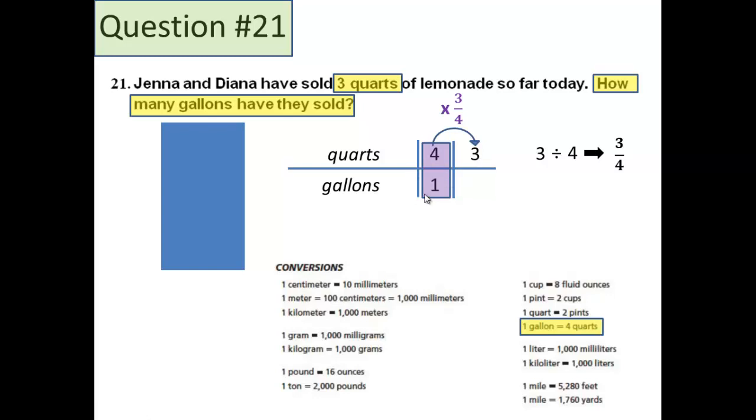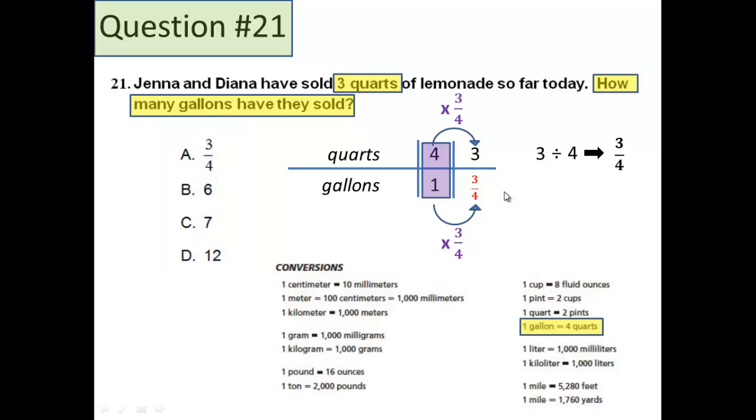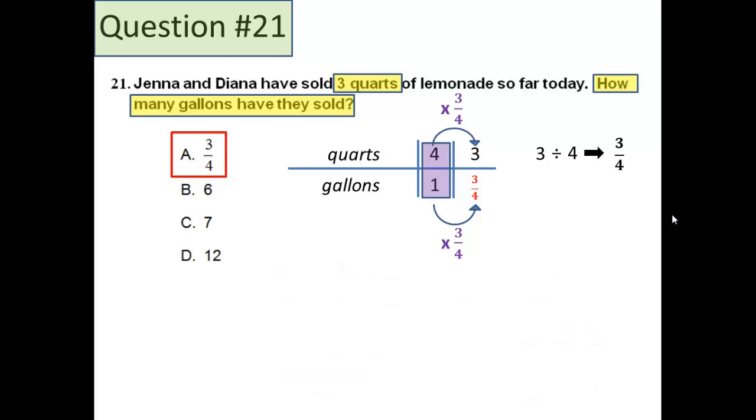Whatever you do to the top, you do to the bottom, right? Times 3/4 down there. 1 times 3/4. Well, that's easy. That's just 3/4. Pull away my answer choices. 3/4 is the answer. But you know me by now. If I show you one ratio table, I'm going to show you another way to do it.